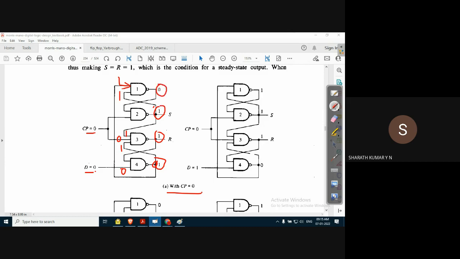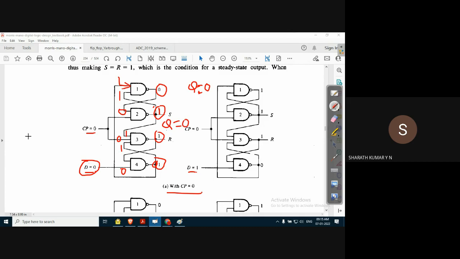Output of the first NAND gate is 0. When this is 0, this is made sure this is 1. No problem. Okay, fine. When D is 1, what happens? Okay, now observe the changes, guys. When D is 0, what should Q be? Q should be 0 because it is a D flip flop. When D is 0, Q should be equal to 0.